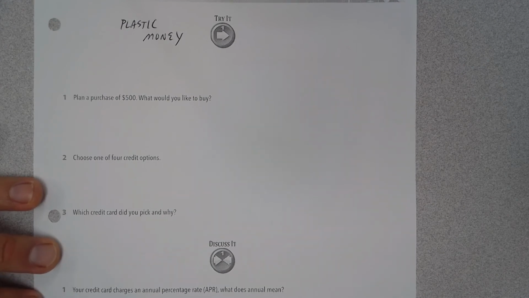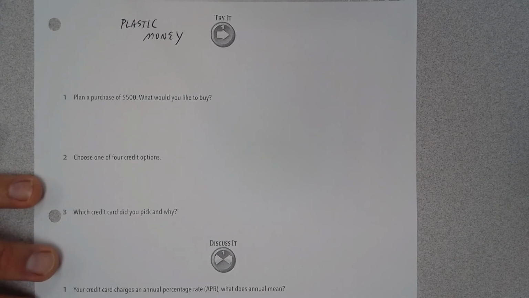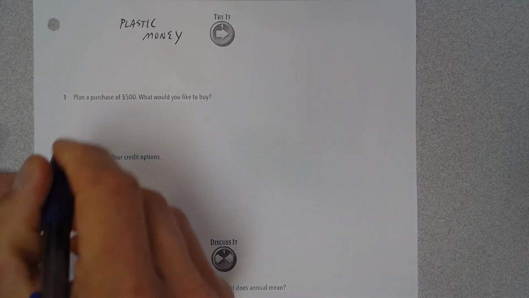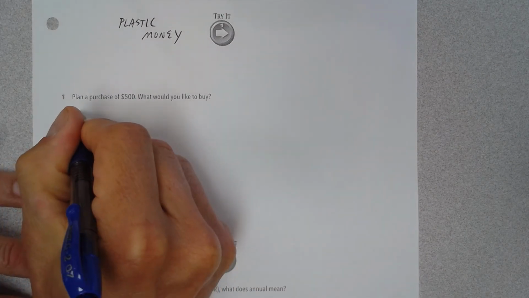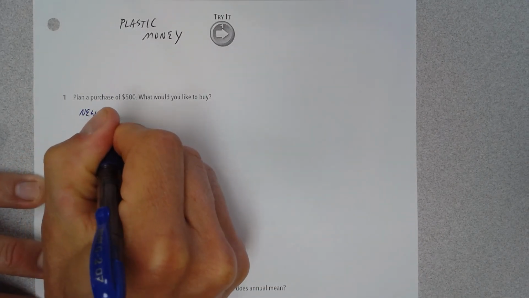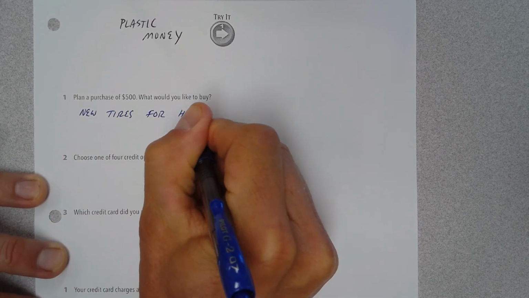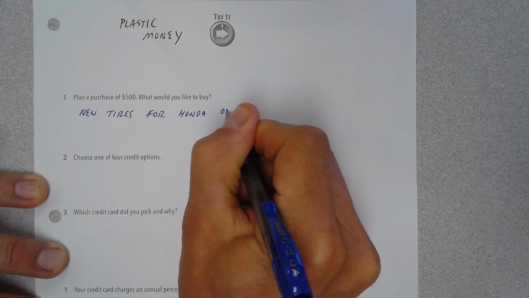Number one asks us to plan a purchase of $500. What would you like to buy? For all of us, this is obviously going to be different. We'd all spend $500 a little bit differently, but I am going to buy new tires for my vehicle, for Miss Jagley's Honda Odyssey. So new tires for Honda Odyssey.